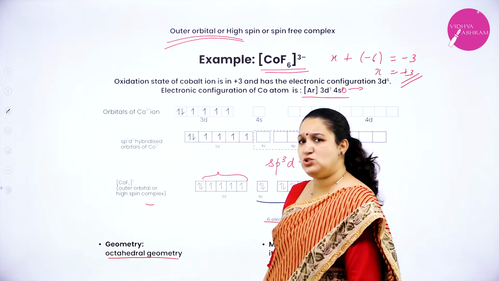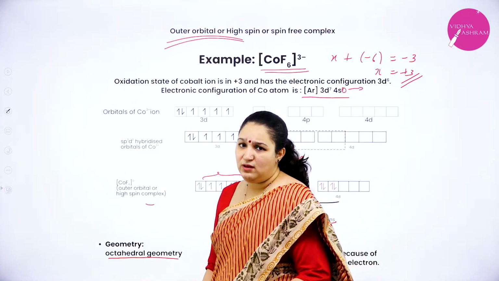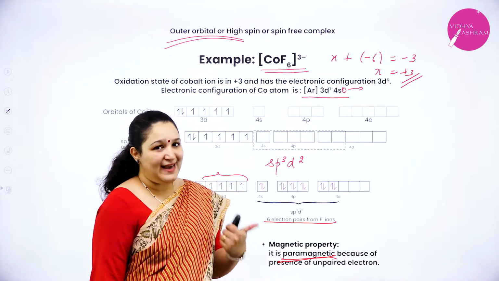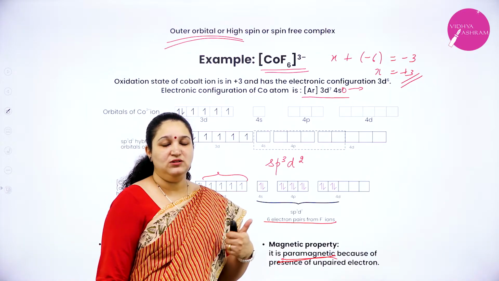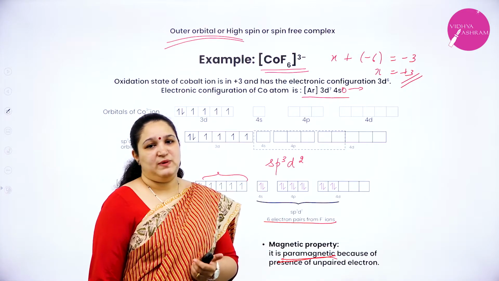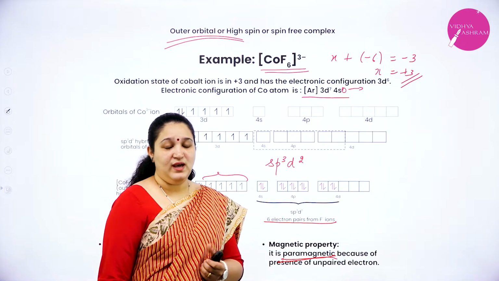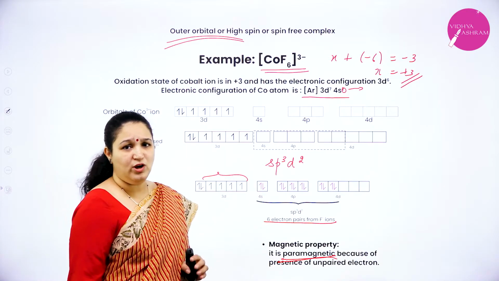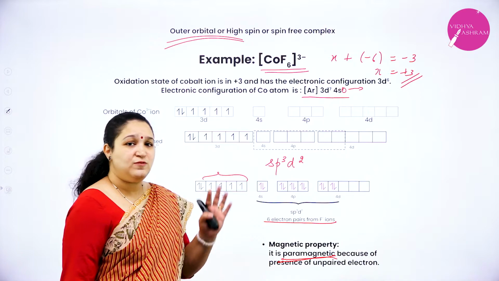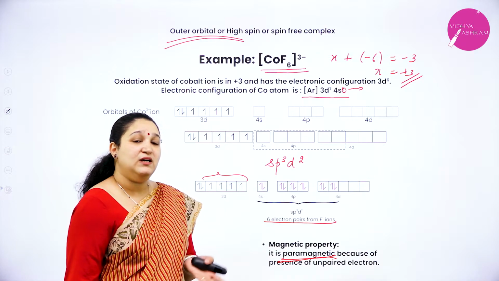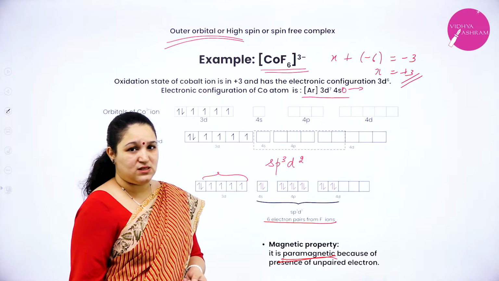I hope you understood both the octahedral complexes. One example we have for sp3d2 hybridization and the other example we have for d2sp3 hybridization. It is a very important question for your exam. This is for octahedral complexes. Next we are going to deal with tetrahedral complexes.